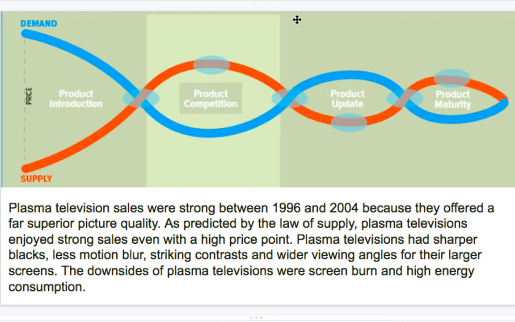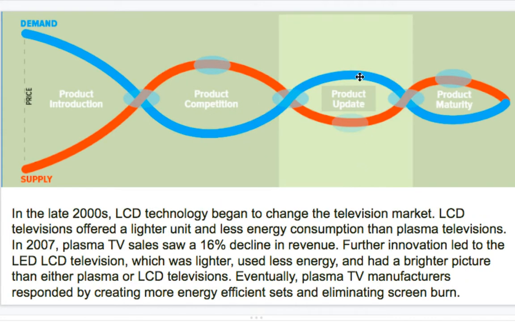From an economic standpoint, the next section we're going to look at from this process is the product update. This is where demand may rise when a product upgrades or prices drop. This is where it becomes available for the full market, where everybody can easily purchase. This sometimes leads to a product shortage or a sellout.